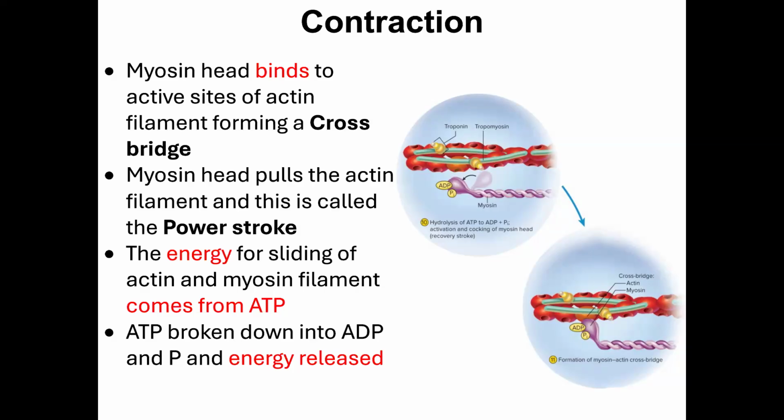Correct. ATP breaks down into ADP and phosphate. ATP is adenosine triphosphate. ADP is adenosine diphosphate. So one contains 2 phosphates, the other contains 3 phosphates. So one phosphate is released. When this is released, energy is released.